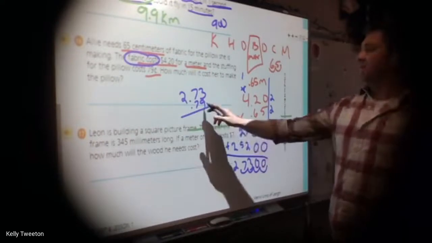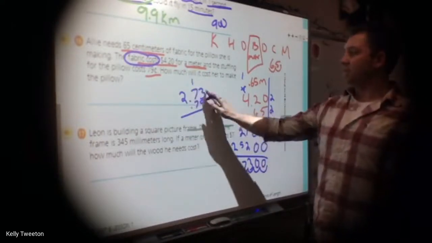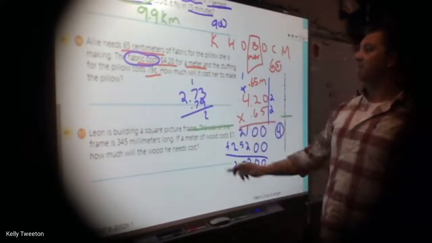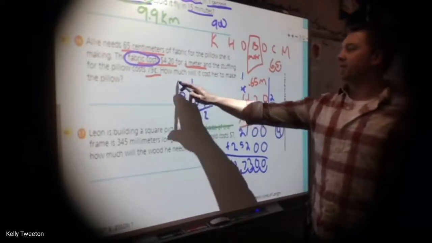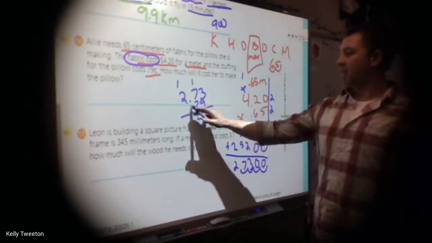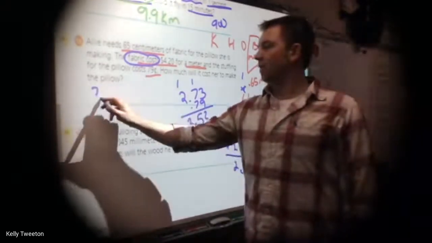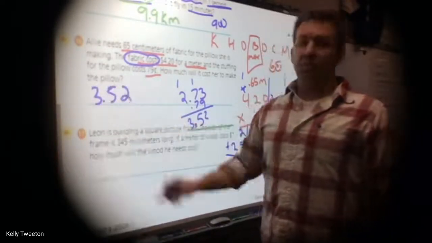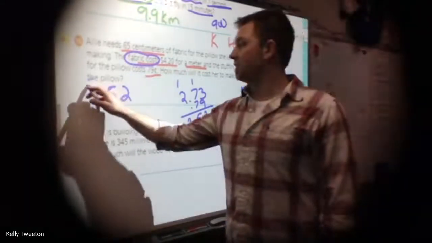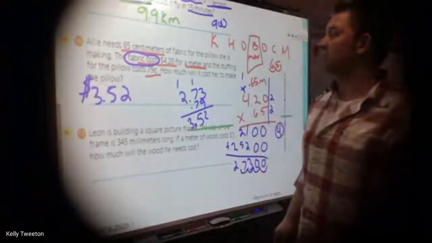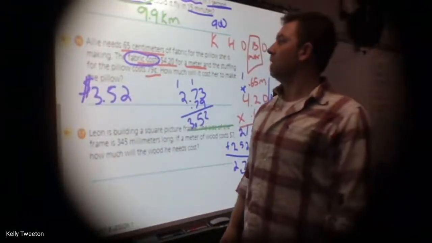Okay, add them up. 9 plus 3, 12. Make sure you line up again the decimal. Always line up the decimal. 7 plus 7 is 14, plus that 1 is a 15. Bring down your decimal when adding. 2 plus 1 is 3. So this gives me $3.52. Don't forget to put the dollar sign in the front. That's how much it costs to make your pillow.